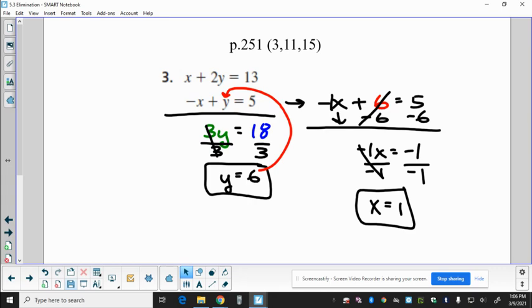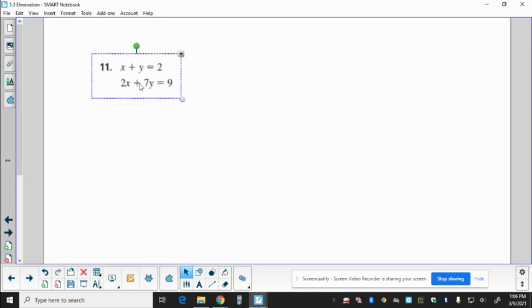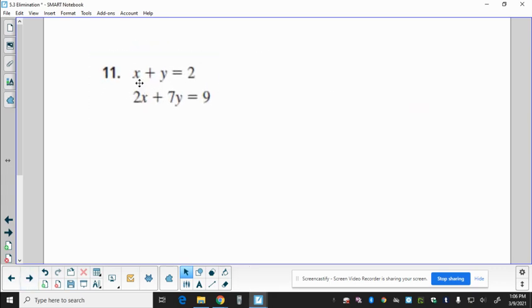Let's go to the next question. Let's get this a little bit larger. Okay, everybody, so this is number 11. Let's take a good look at this and see if we can get some variables to eliminate. I think it could be done by eliminating either the x or the y. So I am going to try to eliminate the x's. So what I'm going to do is multiply this by a negative 2.